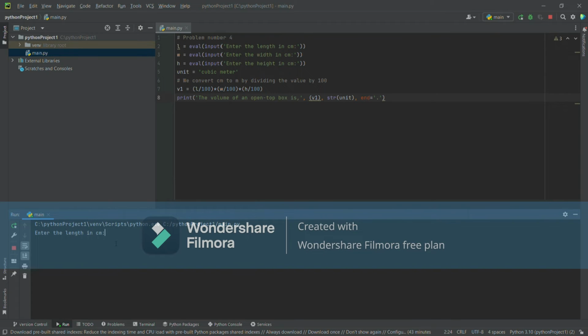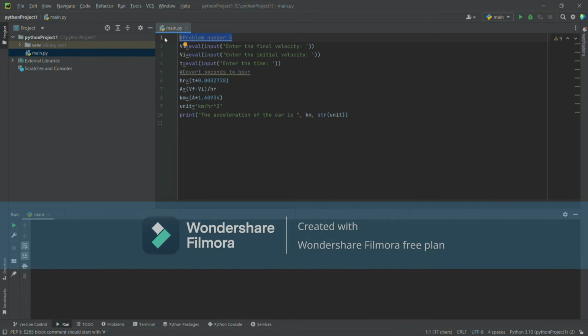If I run this program, enter the length in centimeter. So the length is 200, while the width is 300, and the height is 50. And I come up with the answer 3.0 cubic meter, which is the volume of an open top box. Why? Because this 3 cubic meter is from the formula I used, which is the length times width times height.